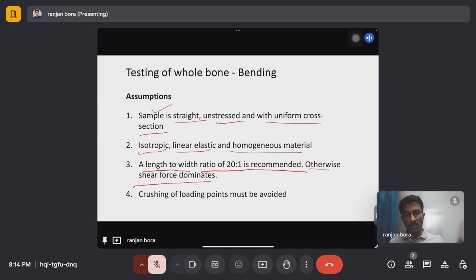Sorry, the bone is anisotropic, so we do the testing in a sample, and we assume some material property, like the material property of the sample should be isotropic, linear, elastic, and homogeneous material. And this length to width ratio of 20:1 is recommended, and crushing of loading points must be avoided.